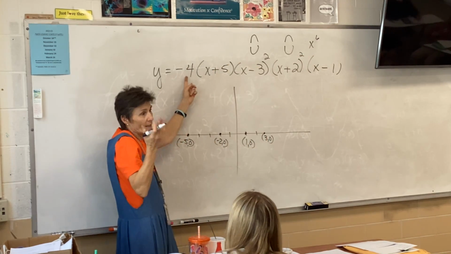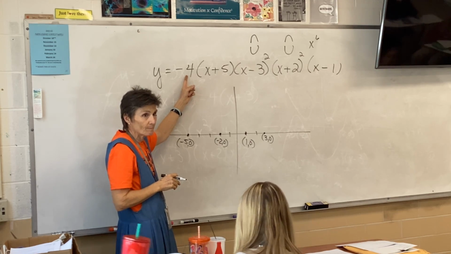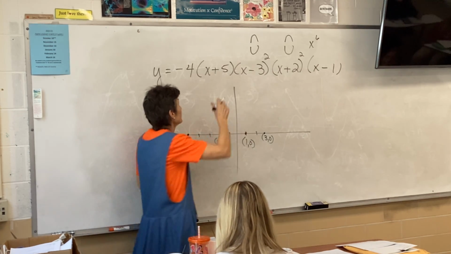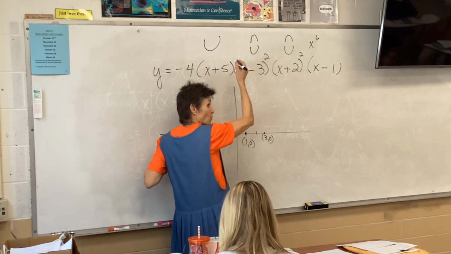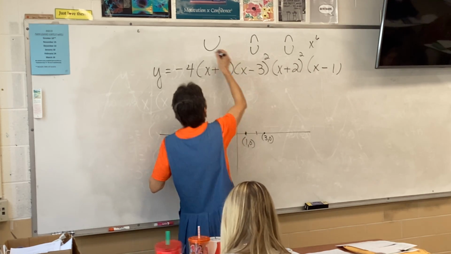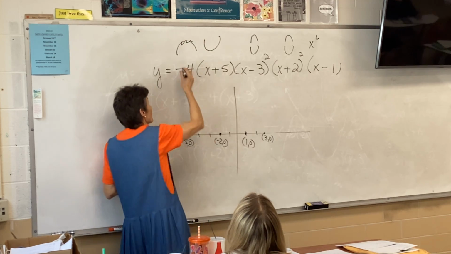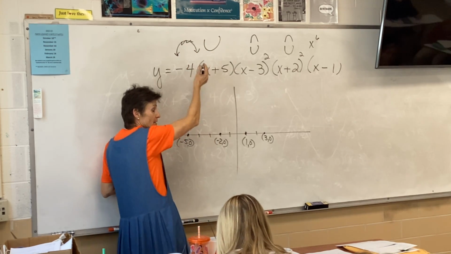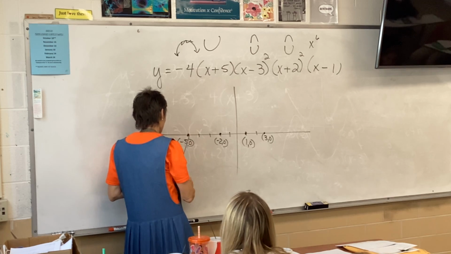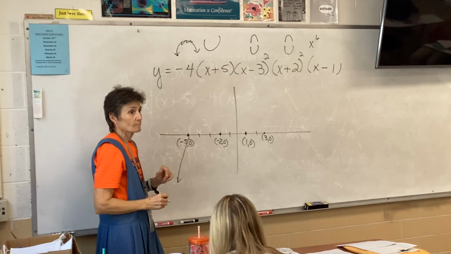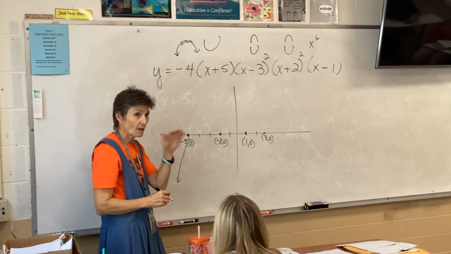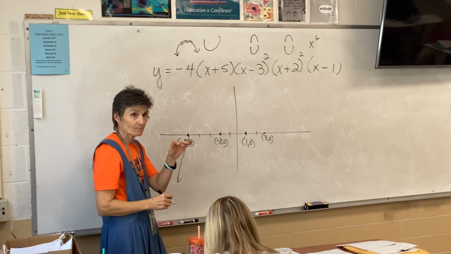Unfortunately, I have a negative out in front. So instead of being like this, which is how a normal 6 would be, it's going to be like this. Now again, we don't know what's going on in there, but this is how it's going to start and end. So here it comes up to the bottom. Everybody understand why I'm starting at the bottom?